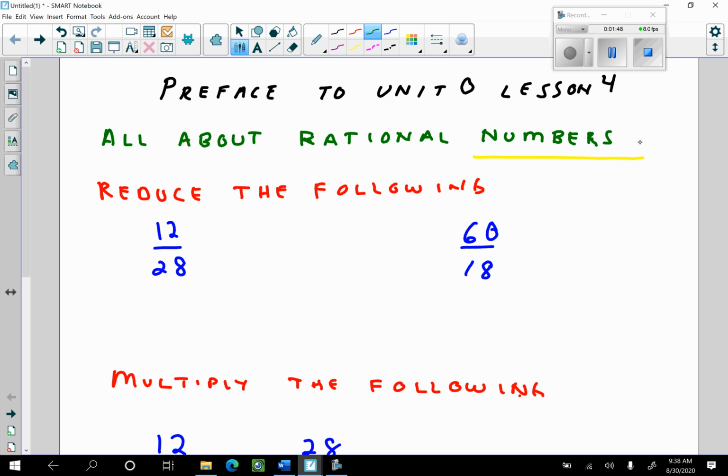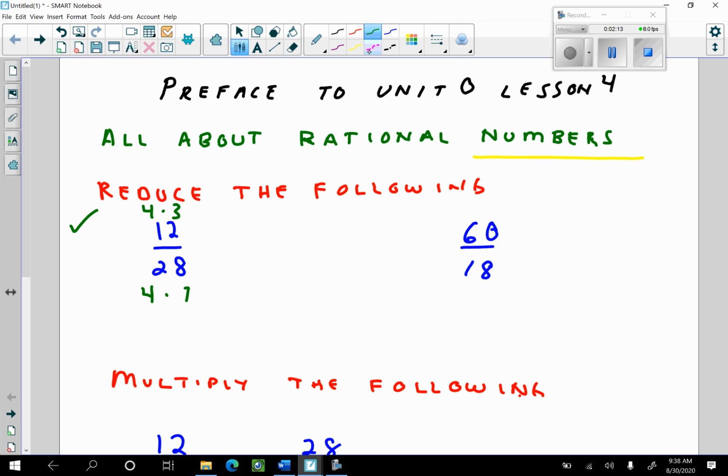And how do I reduce? So let's start with this guy right here, 12 over 28. How would I reduce that? Well, what I'm going to do is look for common factors. And if I have a common factor in the numerator and denominator, I'm going to cancel those because I can do that. So I see that both 12 and 28 have a factor of 4. So 28 is 4 times 7, and 12 is 4 times 3.